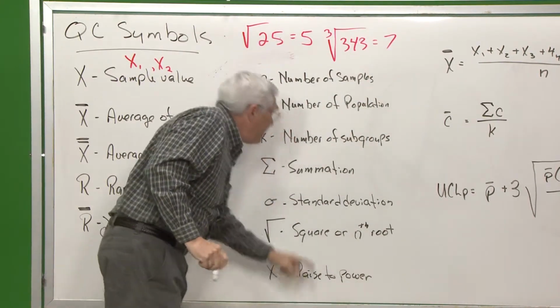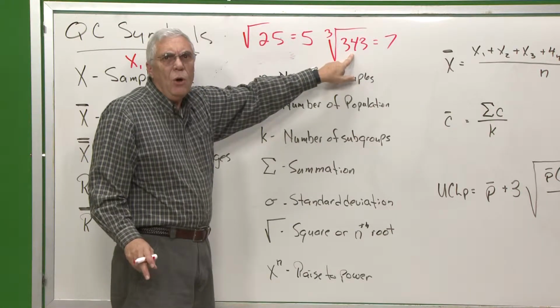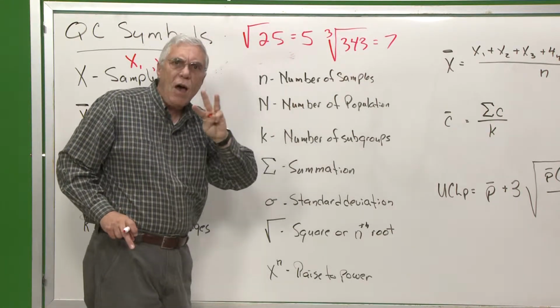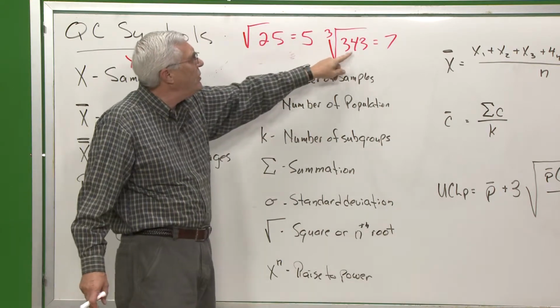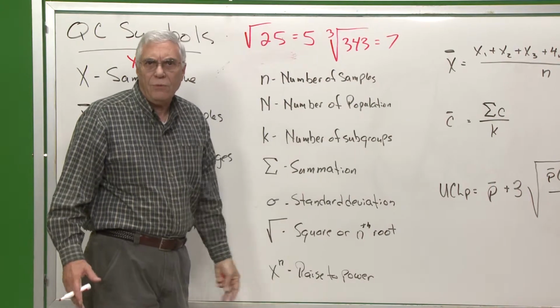Here what it's asking is the nth root, or what is the third root of 343, or in other words, what value times itself 3 times would result in 343, and that would be 7. 7 times 7 is 49. 49 times 7 is 343.